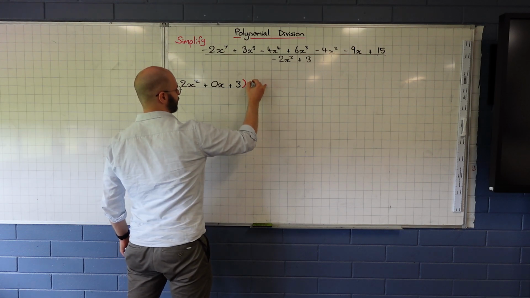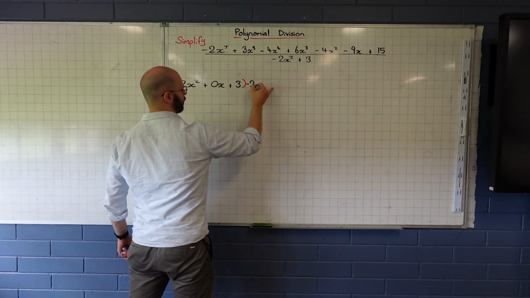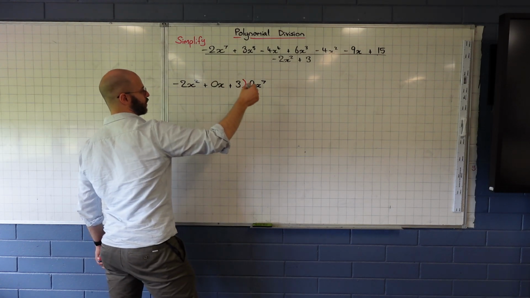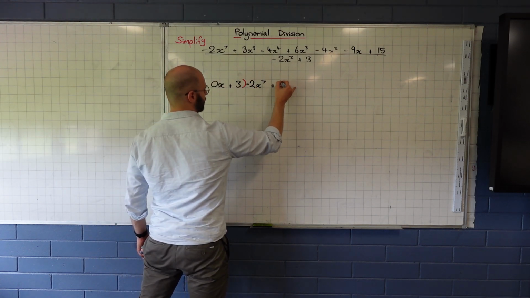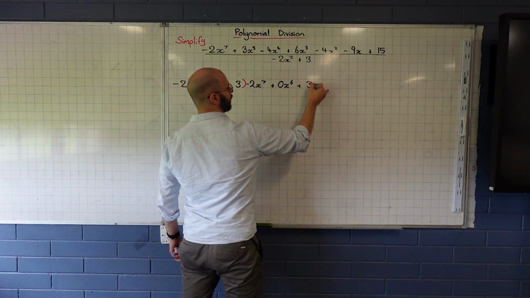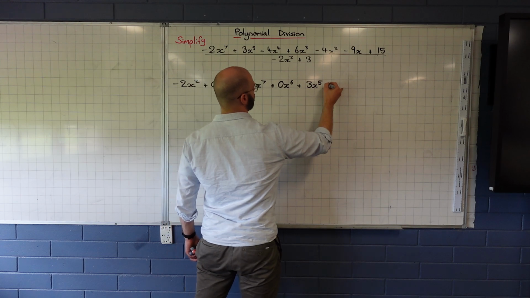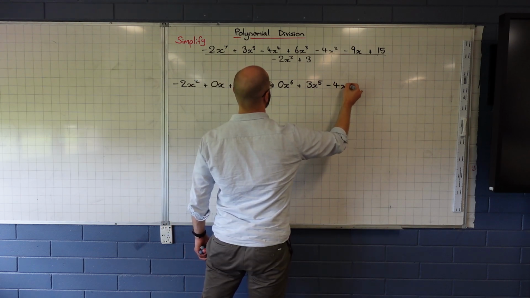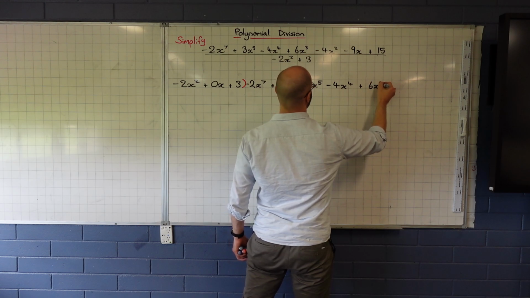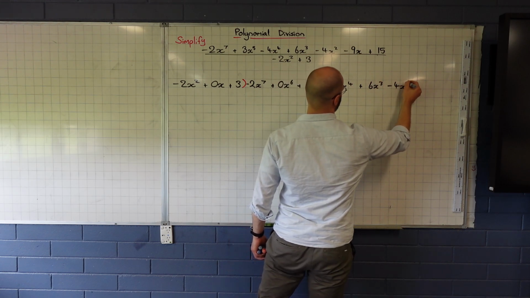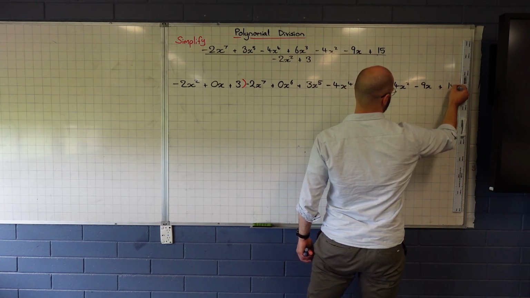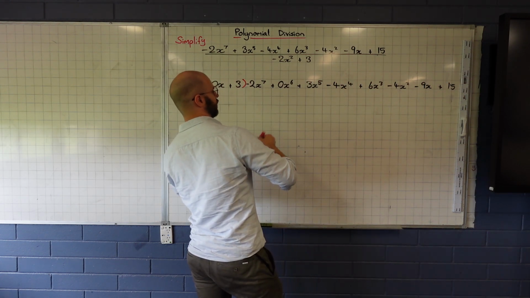Okay, minus 2x to the 7. And then we're missing the 6th order term, so we just throw it in as 0x to the 6, plus 3x to the 5, minus 4x to the 4, plus 6x to the 3, minus 4x squared, minus 9x plus 15. We just made it fit.